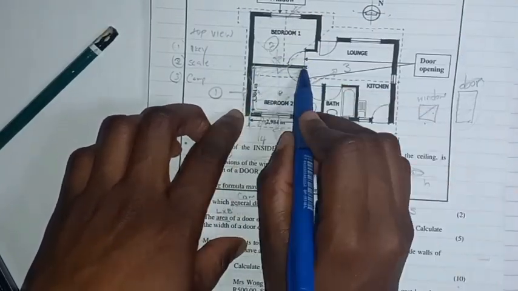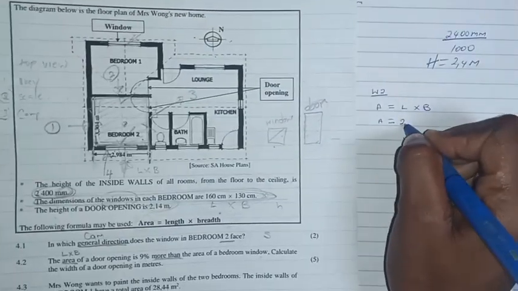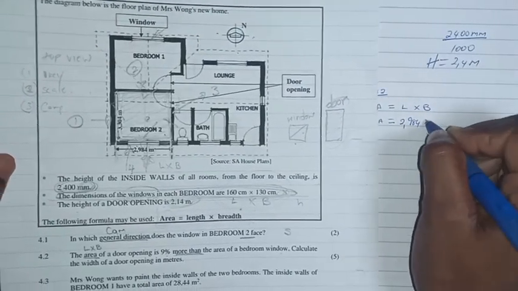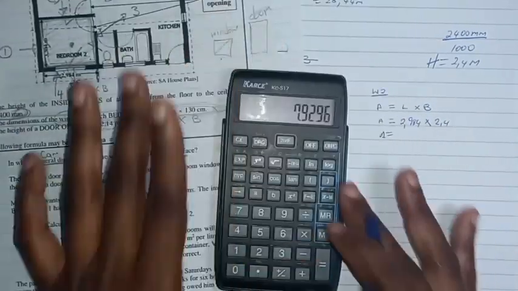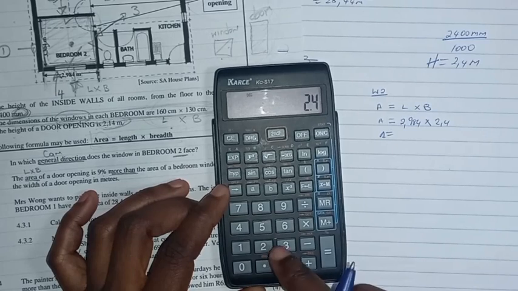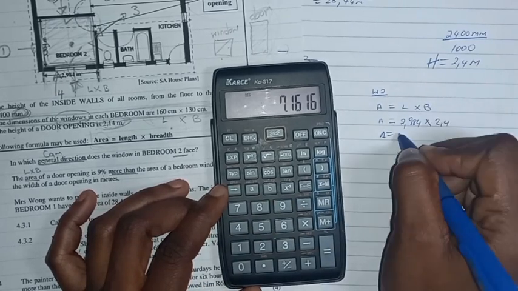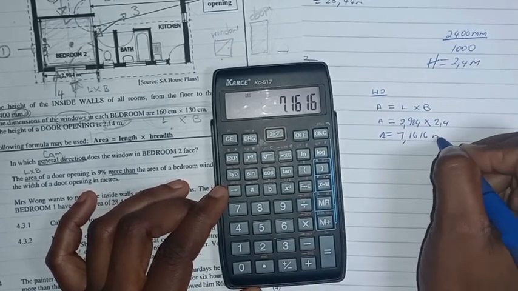It's 2,984. That length is the same as that length, 2,984 times the height, which is 2,4, the same, and we get our area. So this time we're going to say 2,4 times 2,984, and we get 7,1616 meters squared.